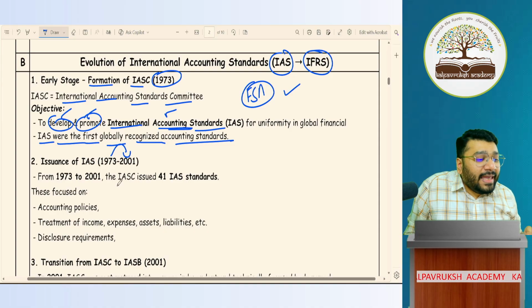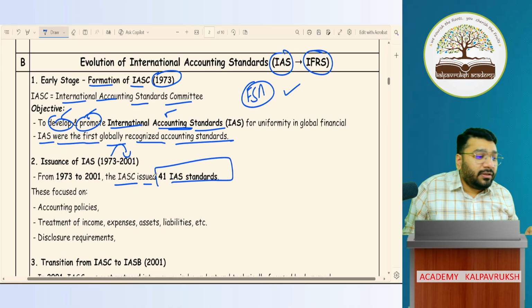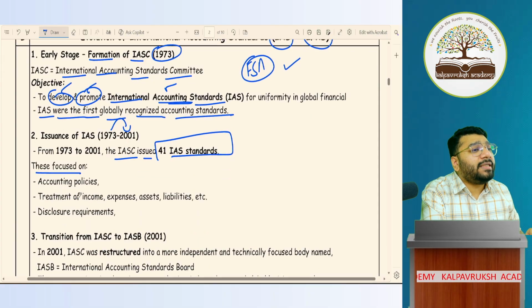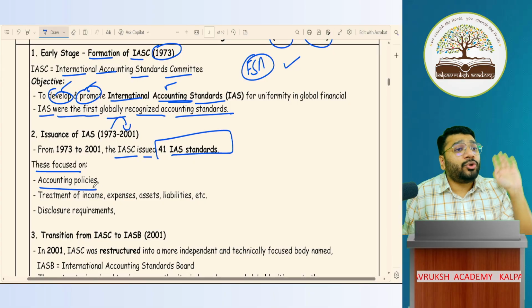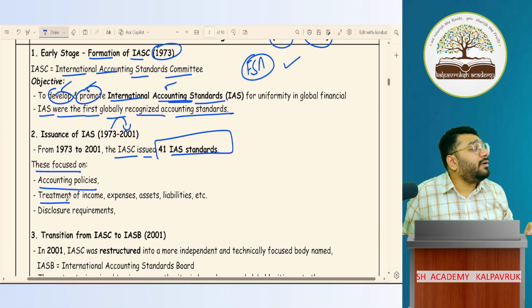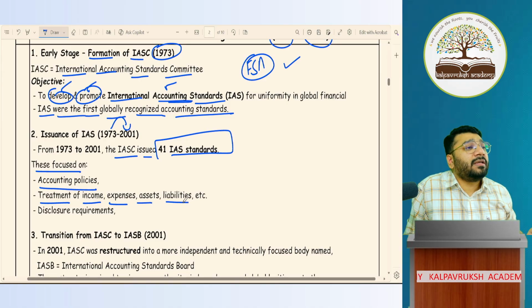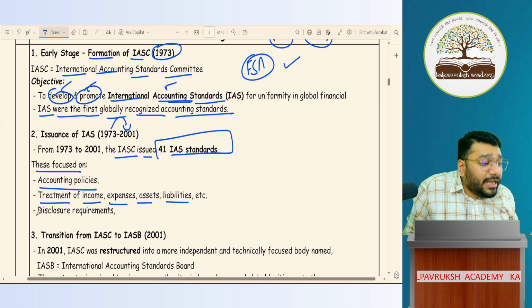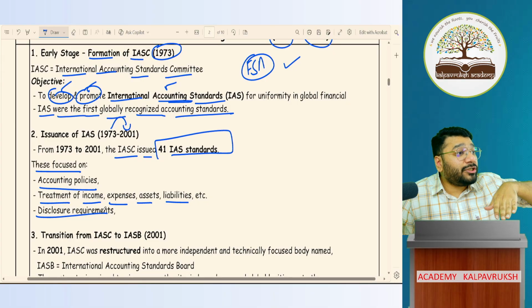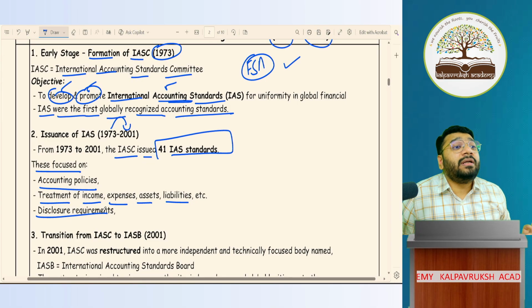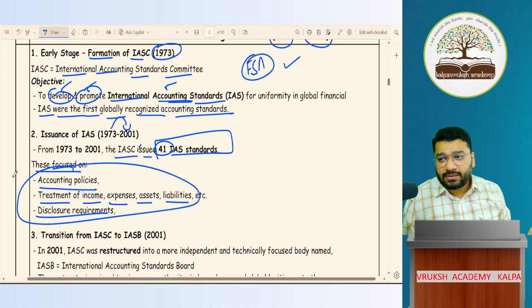During this period, IASC issued in total 41 international accounting standards. These standards essentially focused on the ideal accounting policies that a company should adopt. What should be the differential treatment for recording income, expenses, assets, and liabilities? Apart from recognition, is there any additional disclosure required which can influence the decision making of the user of the financial statement? If that is required, they emphasized disclosure also. So the IAS that they drafted considered all of these aspects.